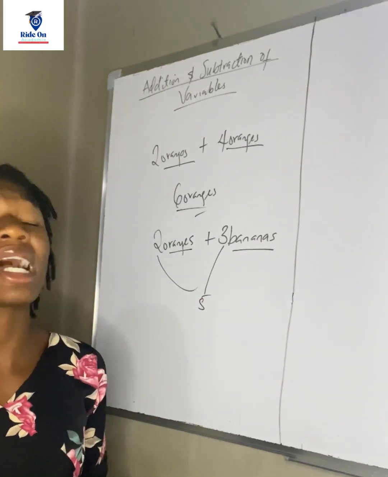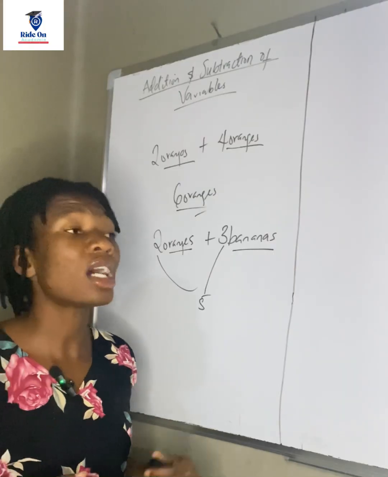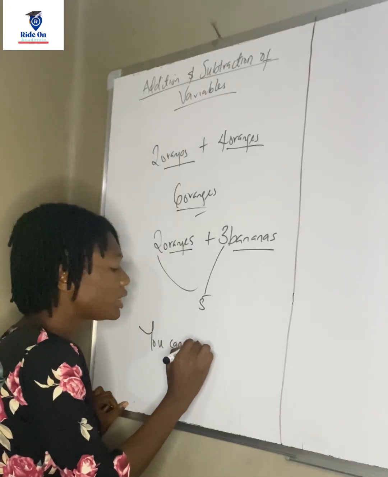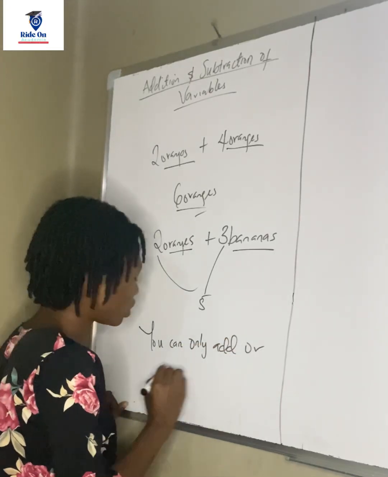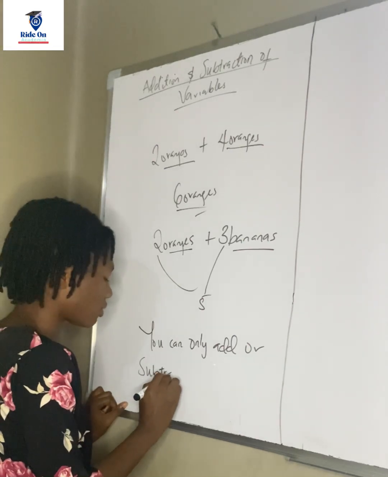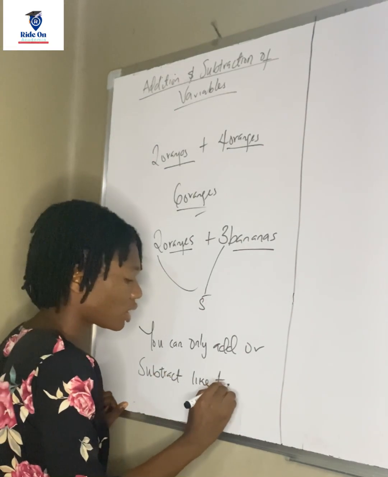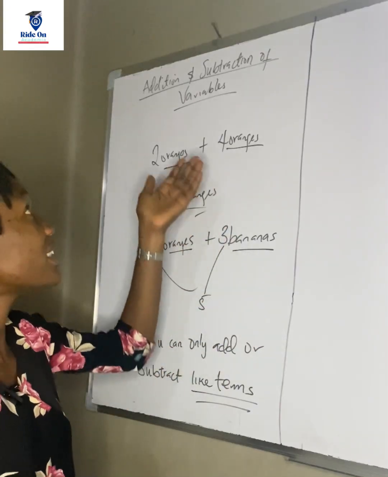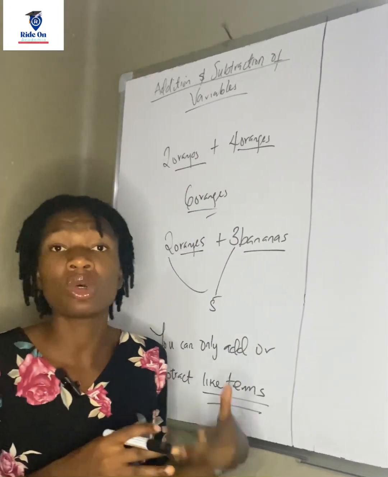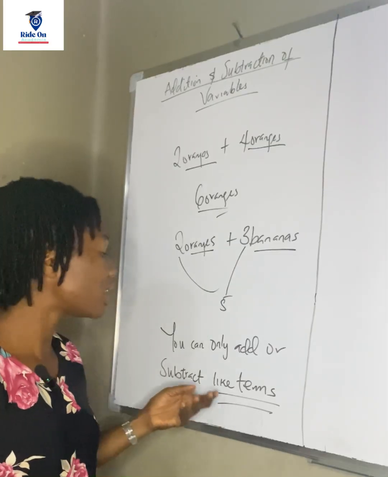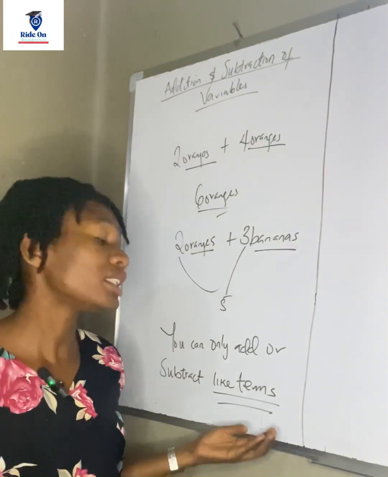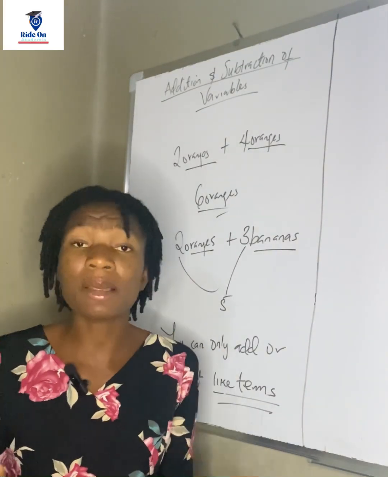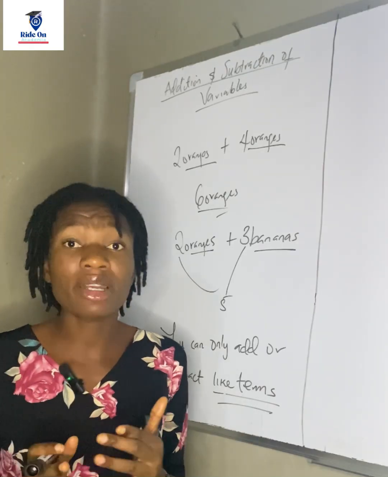So the same thing goes for addition and subtraction of variables. The rule is that you can only add or subtract like terms. So the emphasis is on the like terms before you can carry out any addition or subtraction. This is the rule that works for addition and subtraction. Before you can carry out any addition or subtraction successfully, it must involve like terms. Like terms means the variables need to be the same.